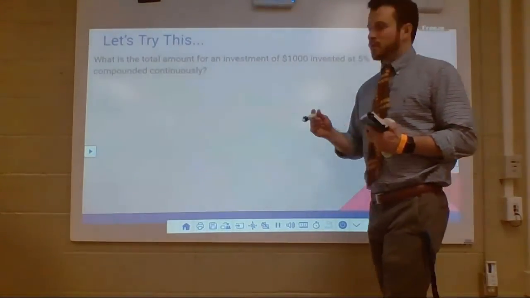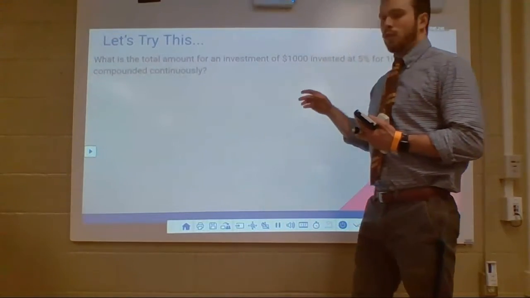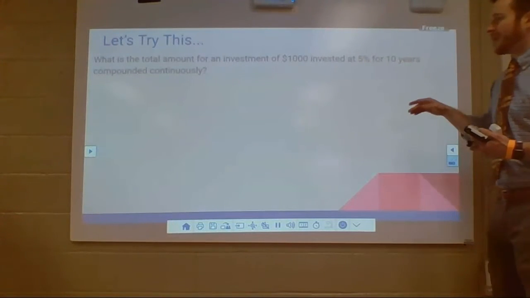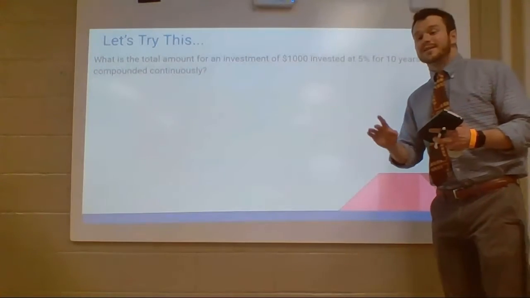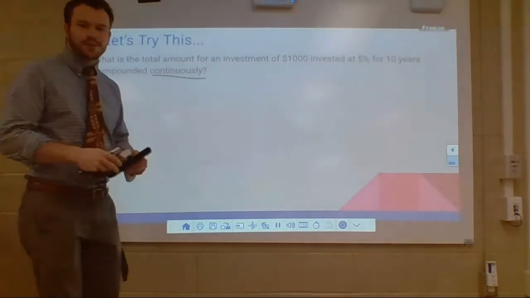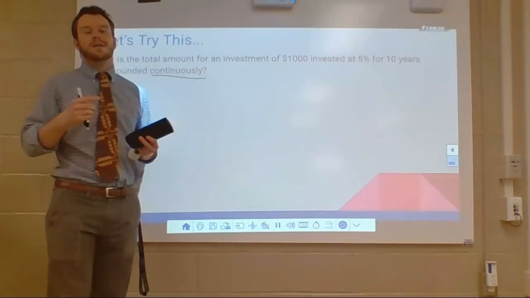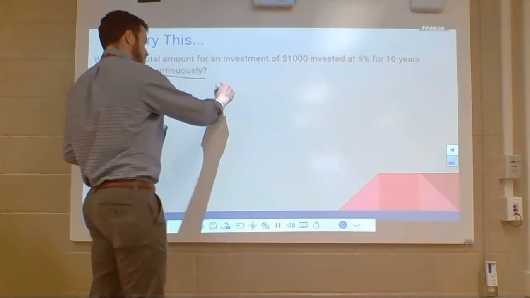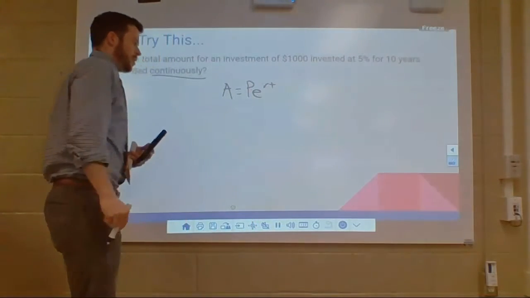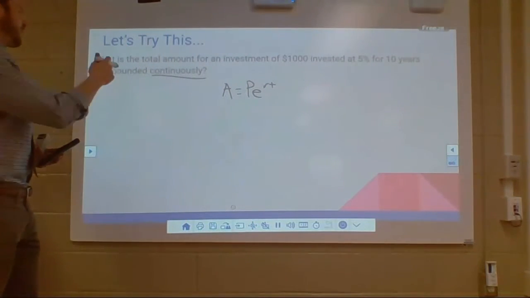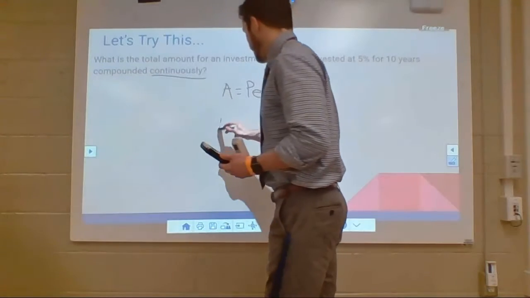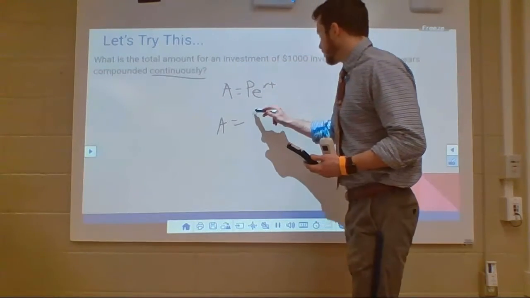So let's try this. This asks, what is the total amount for an investment of $1,000 invested at 5% for 10 years, compounded, what's that word? Continuously. That's right. All right, keyword is continuously. So when you see continuously, what formula does that tell you you're going to use? That's right, PERT. A equals P times e to the rt power. All right, so we're trying to find the total amount. So A is what we're trying to find. So we're going to say A equals 1,000.